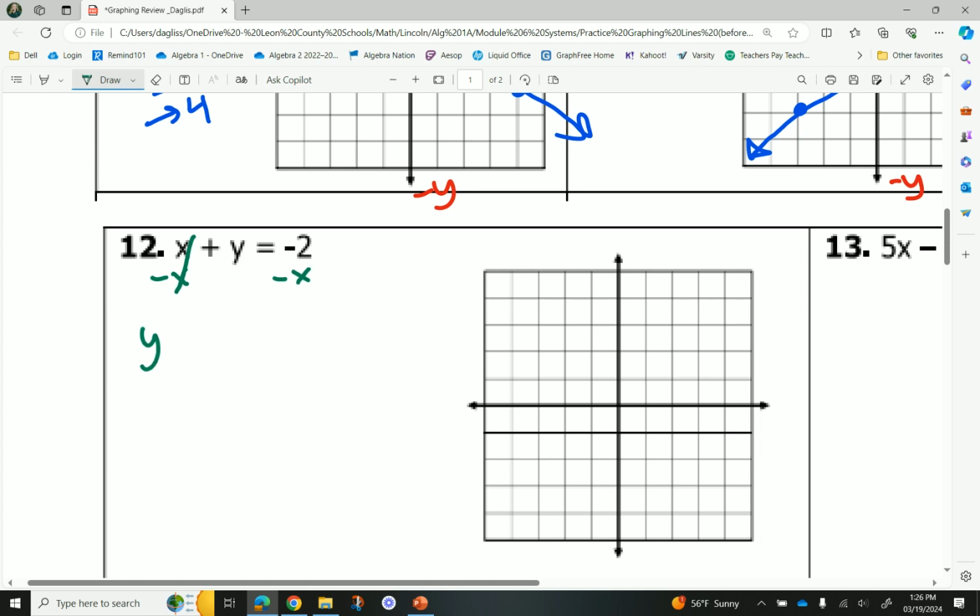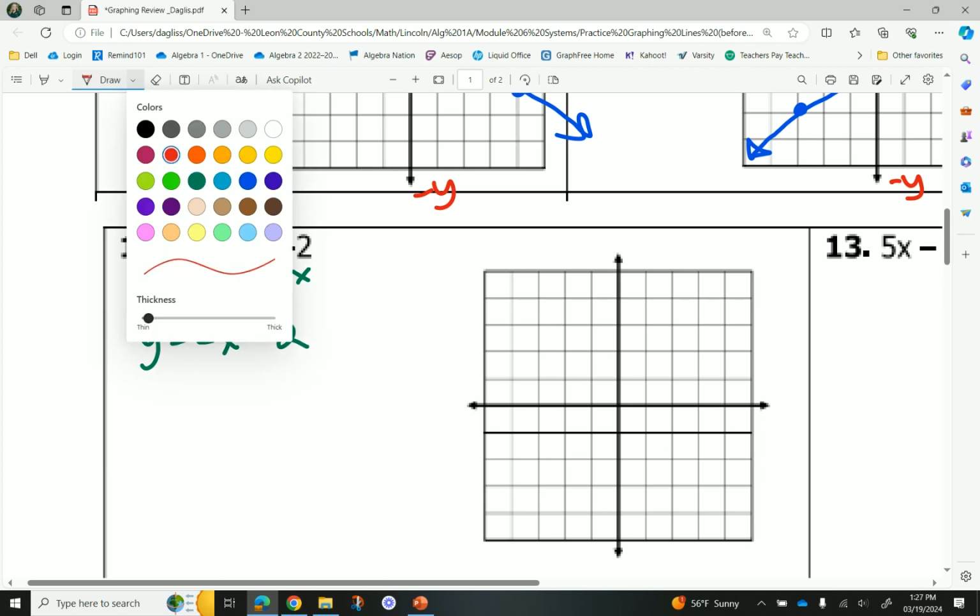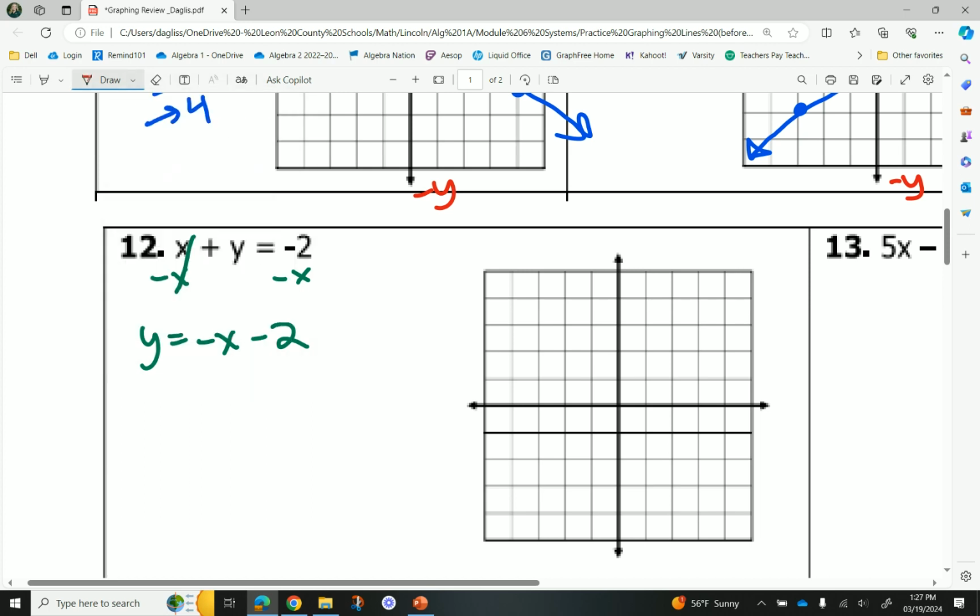Okay? So now I have Y. When you move the X, you're just moving it in front of the number that's already there. So -X is now first in front of your -2. Okay? Is Y by itself? Yes. Now we're good. Now we do what I just did. I look at my Y equals mx plus b.